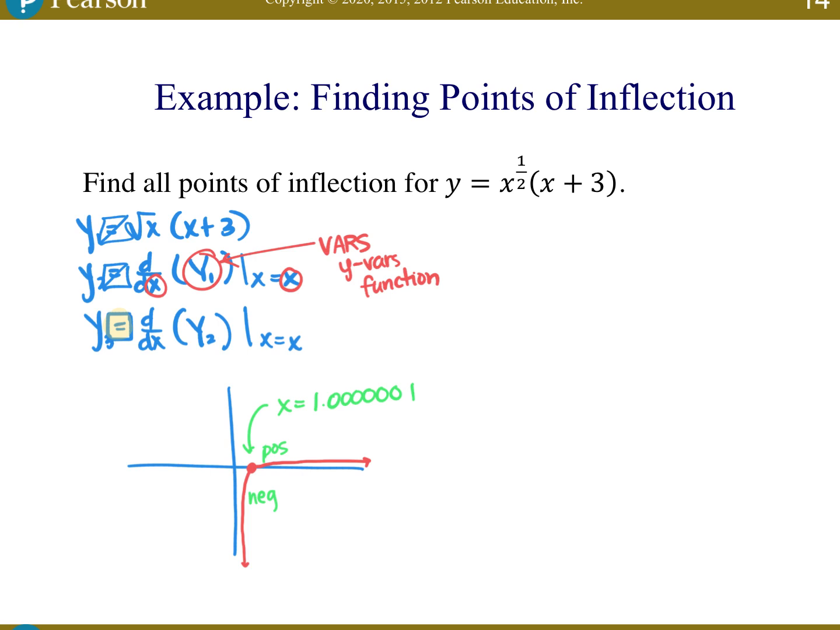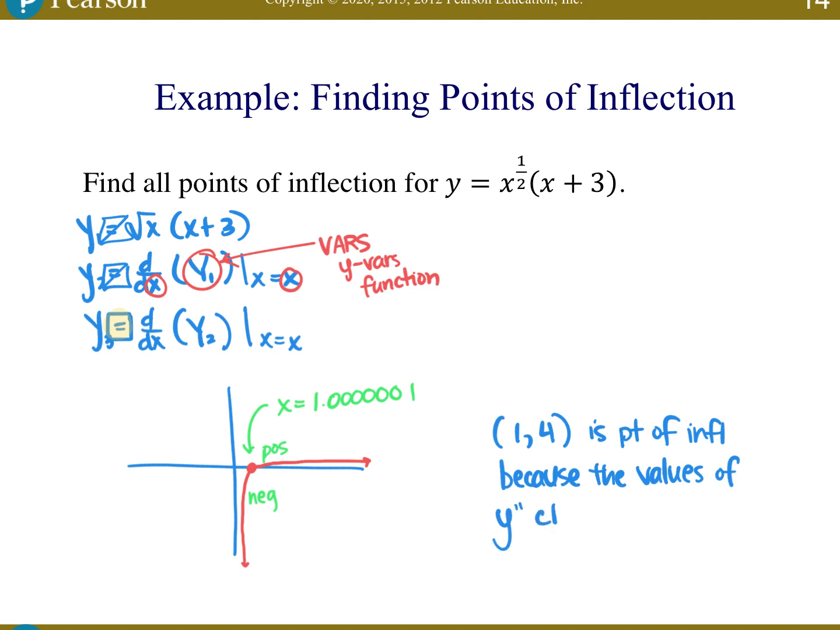We'll plug that back into the original equation, and so we get the point 1, 4 is the point of inflection. And we say that because the values of y2, of the second derivative, y double prime, change nature. So we're using our calculator to help us. You could do this one algebraically as well. You would need the product rule to find the first derivative, and then you end up needing the quotient rule to find the second derivative. So certainly possible to find it, but if it's not grayed out, then go ahead and use your calculator.